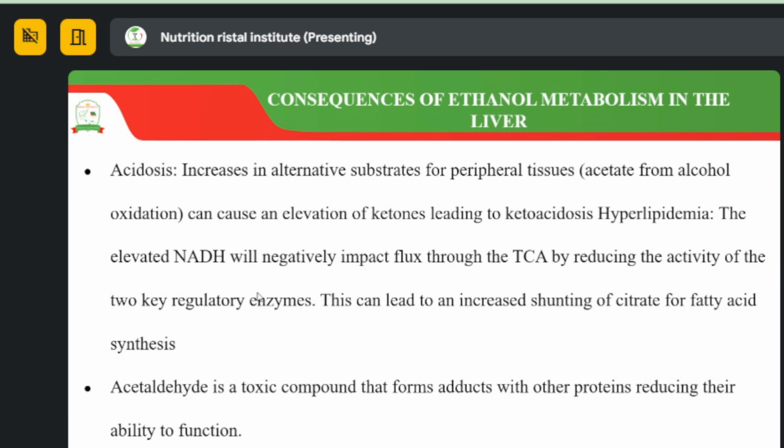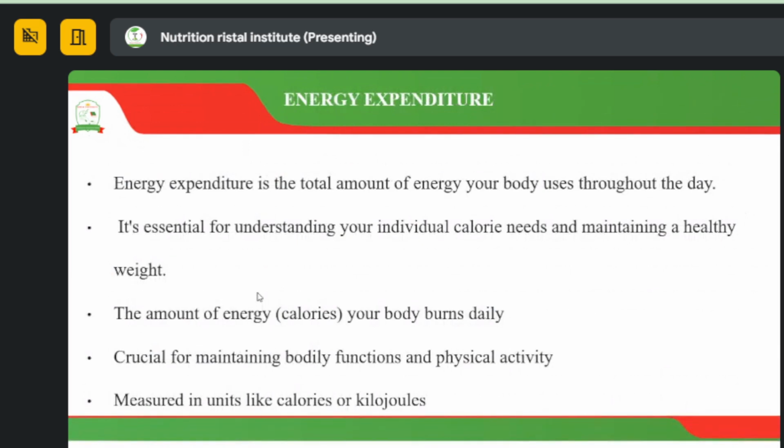The functions that protein molecules are supposed to perform in your body, things like the lipoproteins, they may not definitely perform because of this acetaldehyde, which will form adducts with other proteins, and then they reduce their ability to function well. So that was that with our ethanol metabolism.